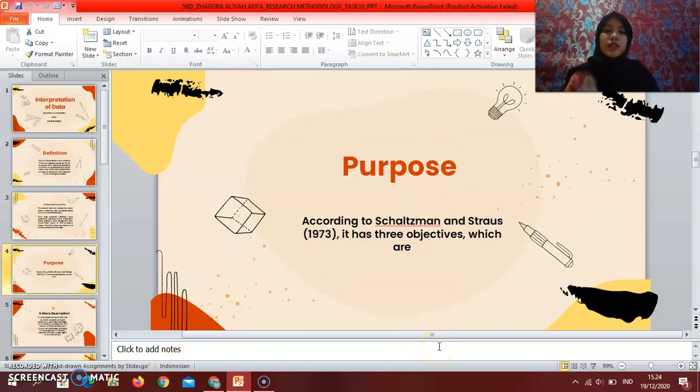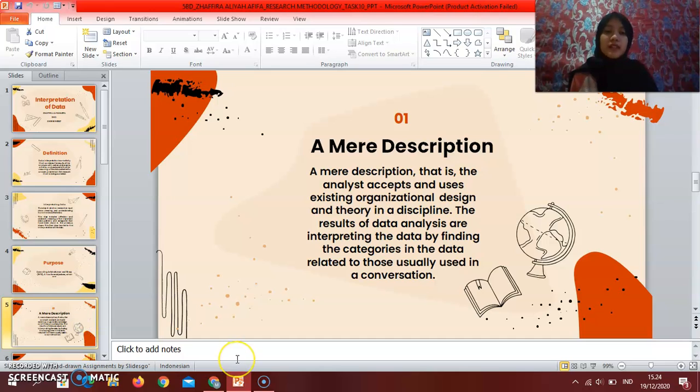And there are also the purposes of data interpretation according to Skaldsman and Strauss in 1973. It has three objectives, which are: first is a mere description. A mere description is the analyst accepts and uses existing organizational design and theory in a discipline. The results of the data analysis are interpreting the data by finding the categories in the data related to those usually used in a conversation.